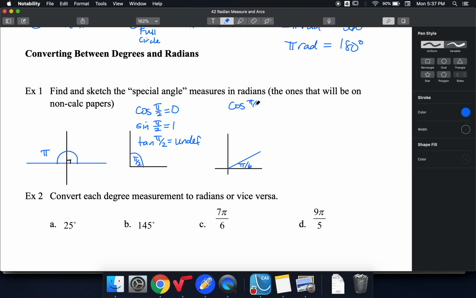Cosine of pi over 6, my adjacent side is my long side, so that's going to be √3 over 2. Sine of pi over 6, if I go opposite the angle, I have my short side. That's a half. Tan of pi over 6, I get short side over long side, so 1 over √3. If I do a half divided by √3 over 2, both of those over 2's cancel.